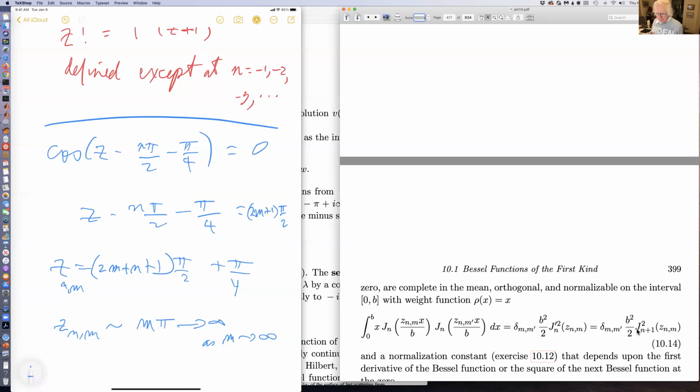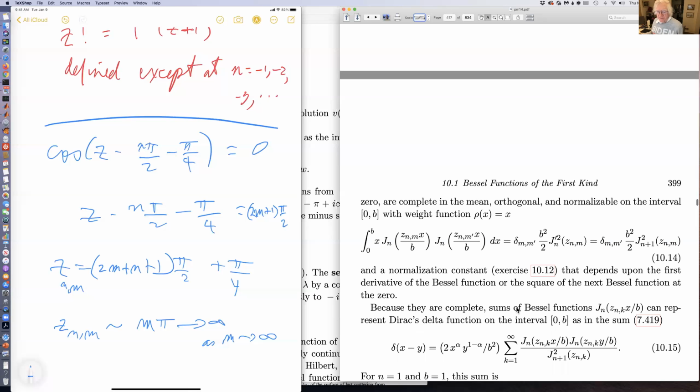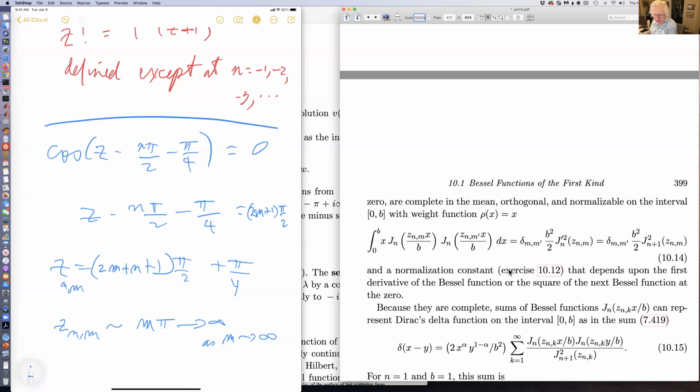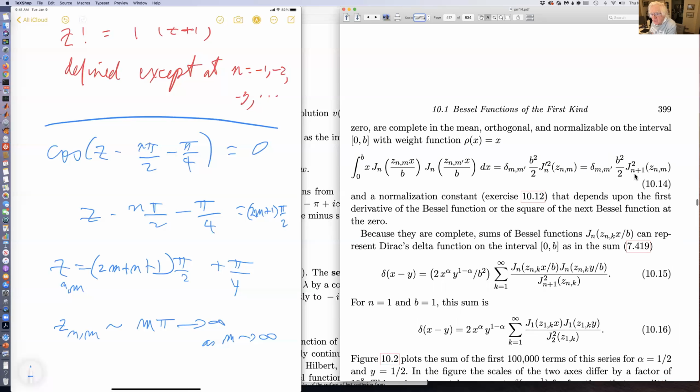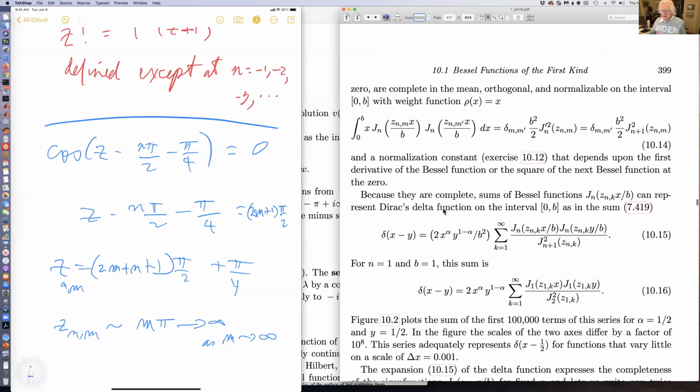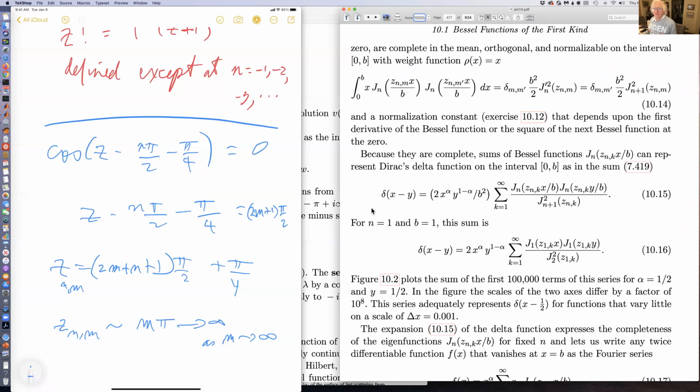And this turns out to be an exercise. And there are two ways of expressing it. You can either write it as Jn prime squared or J_{n+1} squared. So these two guys are actually equal. Because they're complete, then the sums of Bessel functions can represent Dirac's delta function on the interval like this.